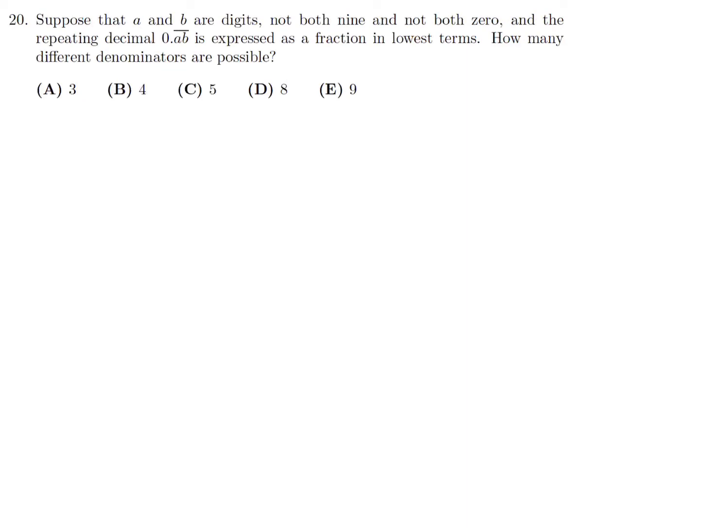Suppose that A and B are digits, not both 9 and not both 0, and the repeating decimal 0.AB is expressed as a fraction in lowest terms. How many different denominators are possible? So you've got a number 0.AB repeat. So that basically means AB, AB, AB, and so on. Okay? Dot, dot, dot. Just keeps on going like that.